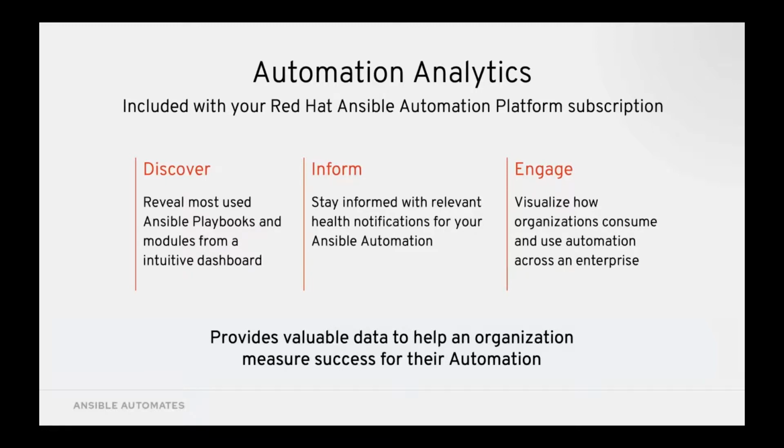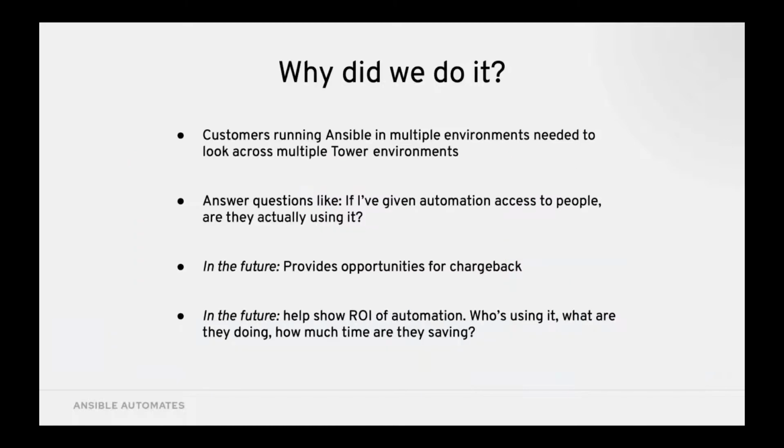So overall, this is basically just very valuable data that you'll be able to take across your team to measure success for your automation. Again, why did we do this? Customers have been asking us for this, and we're hoping to help you answer questions like, if I gave a certain team automation access, how often are they using it? Are the playbooks they're running being successful most of the time or only some of the time?